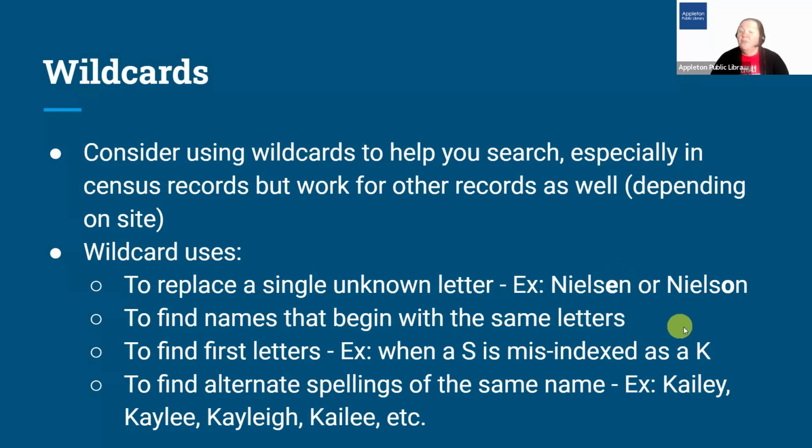I can also find names that begin with the same letter. I can use it to find first letters, so if an S is misindexed as a K, for example. And I can use wildcards to find alternative spellings of the same name. So I have a niece whose name is Kaylee, and this is how she spells it, with an I and an L-E-Y. But some people spell it with a Y, L-E-E, or a Y and an L-E-I-G-H. There's multiple different ways to spell a certain name. So by using wildcards, I can try to get all of the results in a search without having to search 6, 7, 8 different ways with all these misspellings, which you could still do if you'd like.